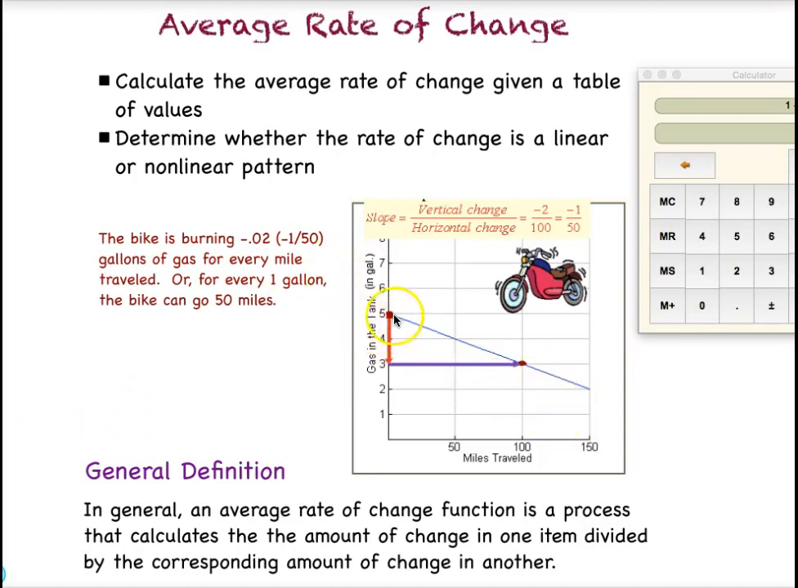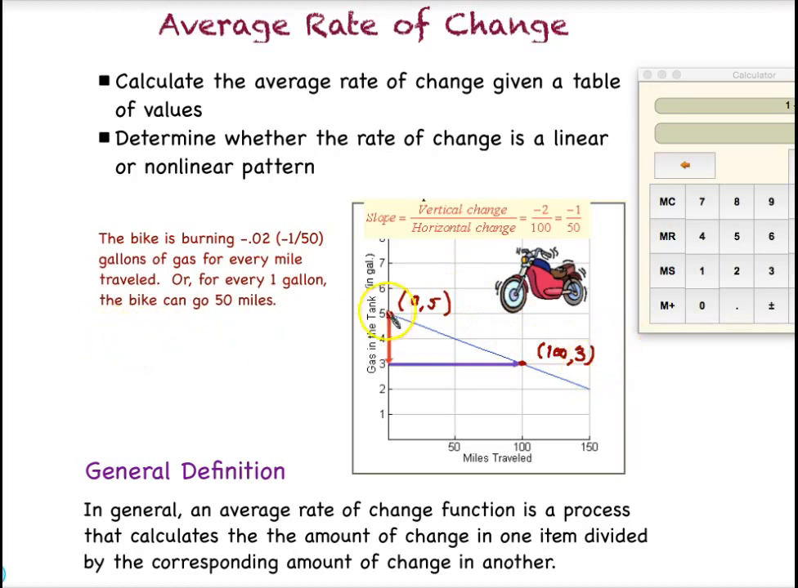So if we were to figure this out, remember that at this point we went left and right 0, but we went up 5. So I'm going to label this point as 0, 5. This point here, we actually traveled 100 miles, and now we're at 3 gallons of gas in the tank. So back here we had 5 gallons, and we burned some. Now we're down to 3.